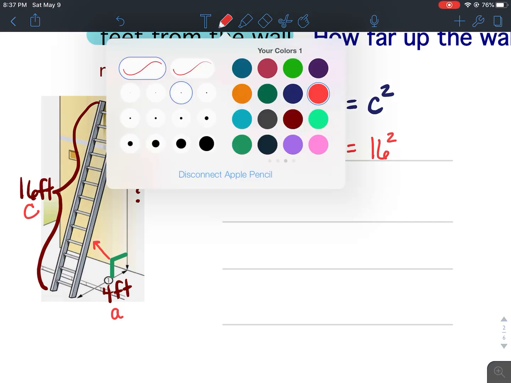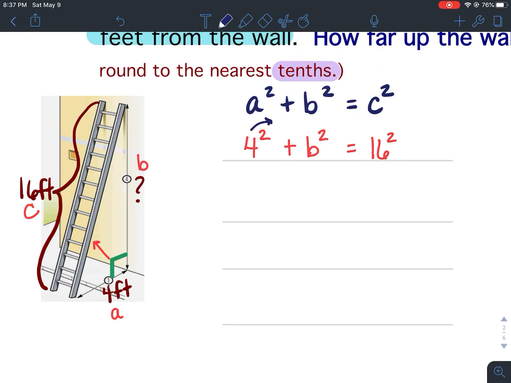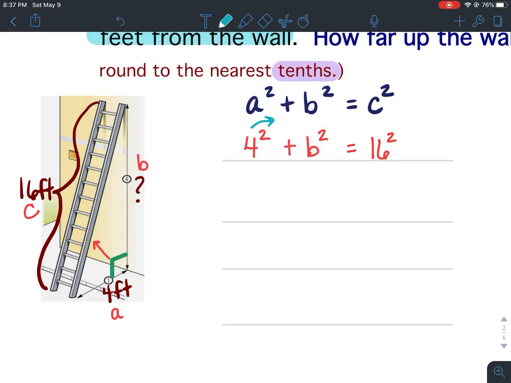Since we are solving for a leg, this is where you have to do the extra step. I need to do the extra step by taking this 4 squared to the other side. So I'm going to have B squared equals the hypotenuse first, and then the opposite of positive 4 squared is negative 4 squared. We're not subtracting them, but leaving that as is. Okay, now that B squared is by itself, I can take the square root. So I'm going to take the square root of both sides.